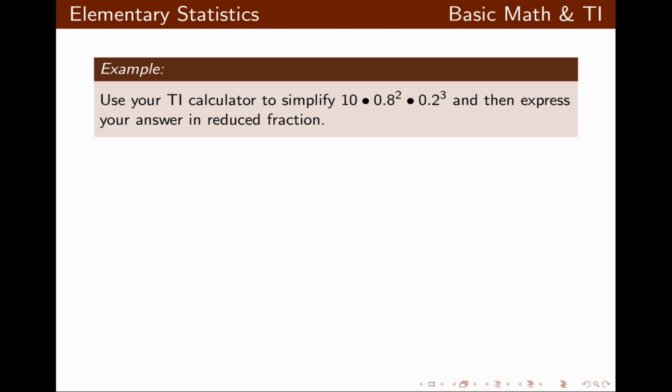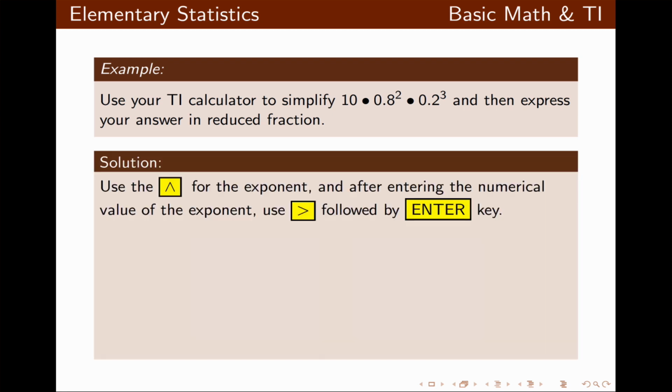Now we want to use the TI calculator to simplify this expression. Once we're done, we want to express the answer as a reduced fraction. On the right-hand side of the calculator, there is a key that looks like a hat. It's called the caret key. We use that for exponents. After you enter the exponent, you may have to use the right arrow in order to get out of the exponent mode.